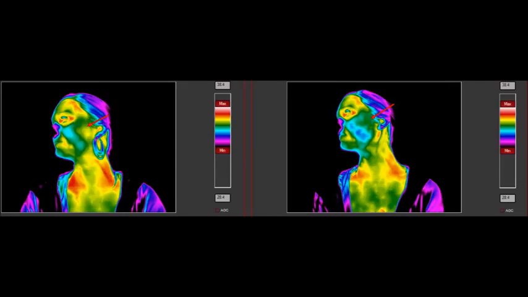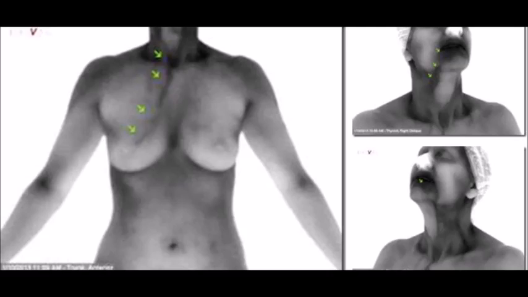In this image you can see on the left-hand side the patient presented with left-sided masseter inflammation, and after some work you can see how it improved. This is an interesting case.